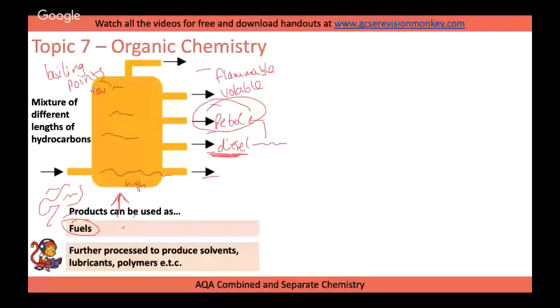The ones at the bottom have high boiling points. They're the long chains, and they are described as being very viscous. That means they are thick and gloopy and don't flow easily, whereas the ones at the top flow easily. They can be further processed to produce things such as solvents, lubricants and polymers, which we'll come on to later, but in their raw source they're best used as fuels.